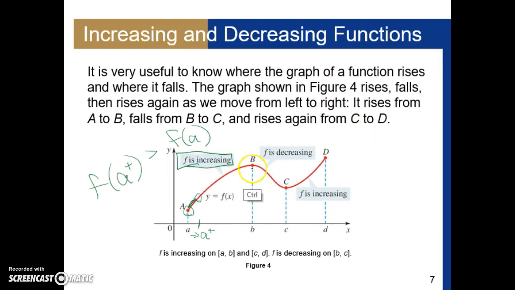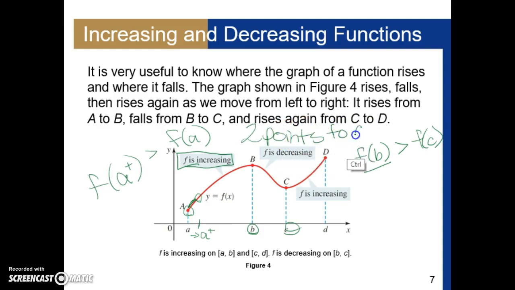For decreasing, not surprisingly, we're going to do the same thing. Let's look at the output of the function at b, and let's compare it to the output of the function at c. For decreasing, if the output at that one input value is greater than the output at this other input value, then we know that the function is decreasing. So we have to have 2 points for comparison.